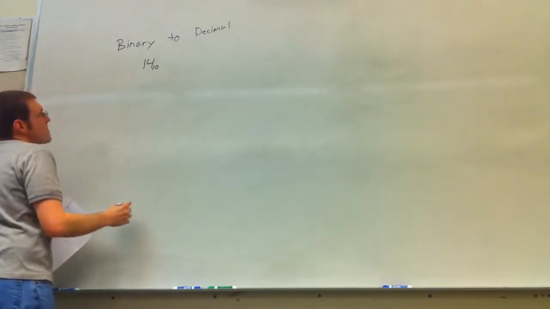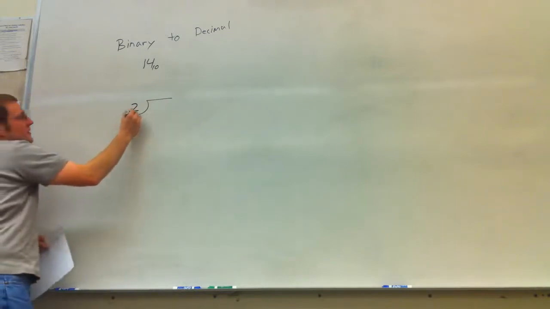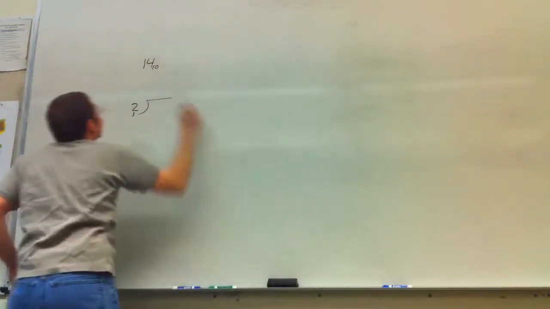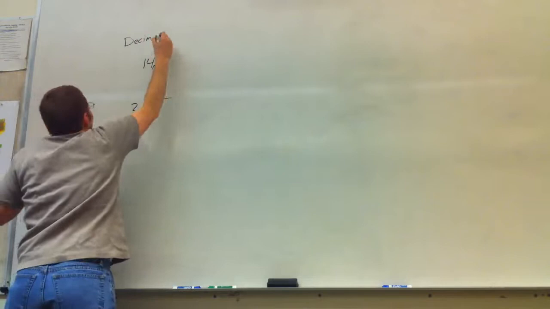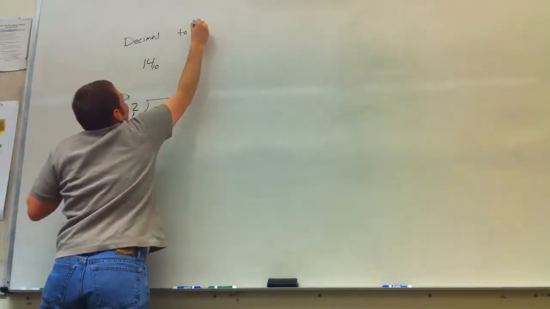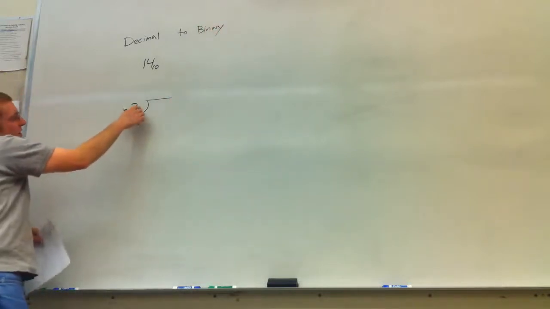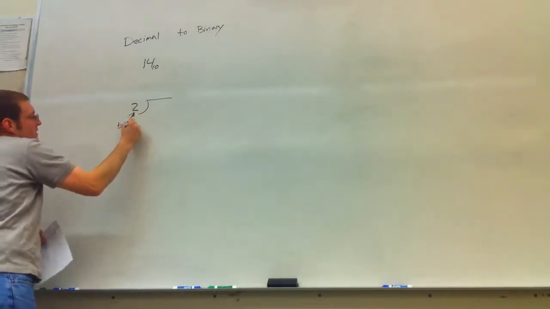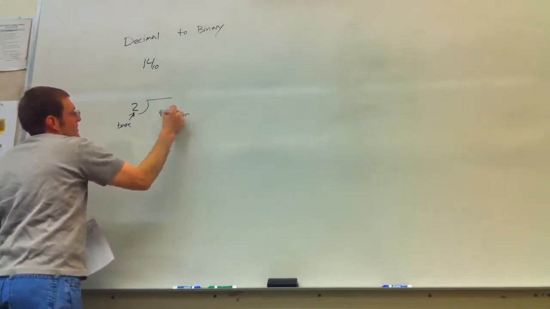So what we do is, I'll take 2. I'm sorry, put that backwards. We're going decimal. So we take binary as base 2, so we want to say this is the base, and then we're going to put the number here. So we put 14 here.